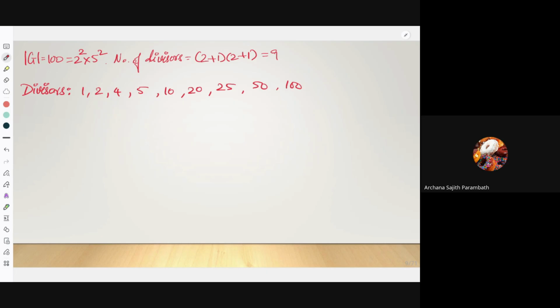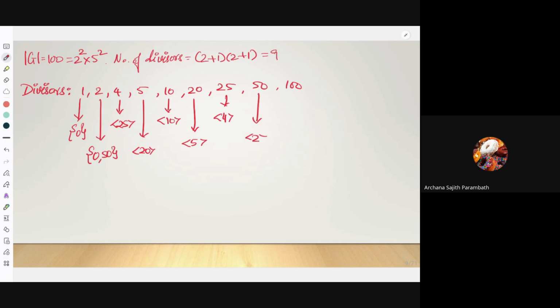So now what are the subgroups? The subgroup of order 1 would be the identity. The subgroup of order 2, as we saw before, is 0, 50. And the subgroup of order 4 would be the group generated by 25, which is 100 by 4. Similarly, this would be 20, this would be 10, this would be the group generated by 5, this would be the subgroup generated by 4, this would be the subgroup generated by 2. And this is basically the entire Z100.